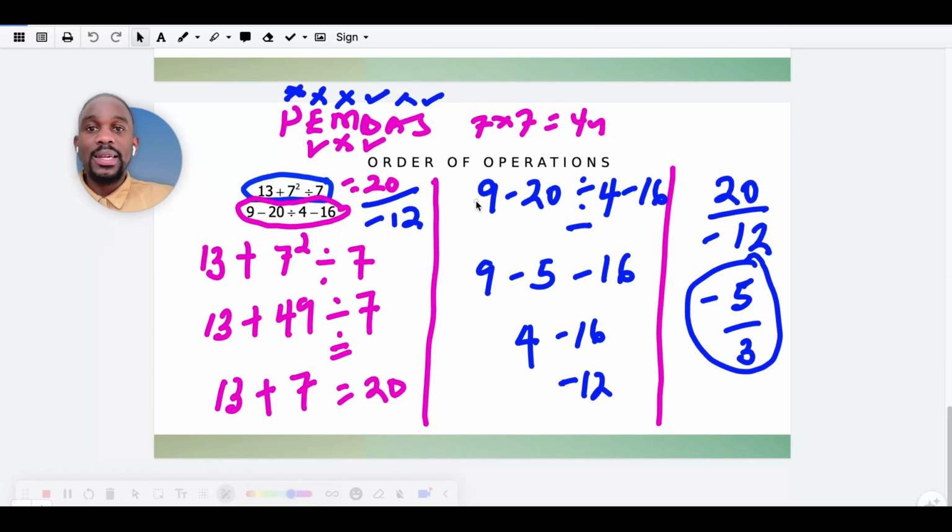So guys, that is all about dealing with order of operations.